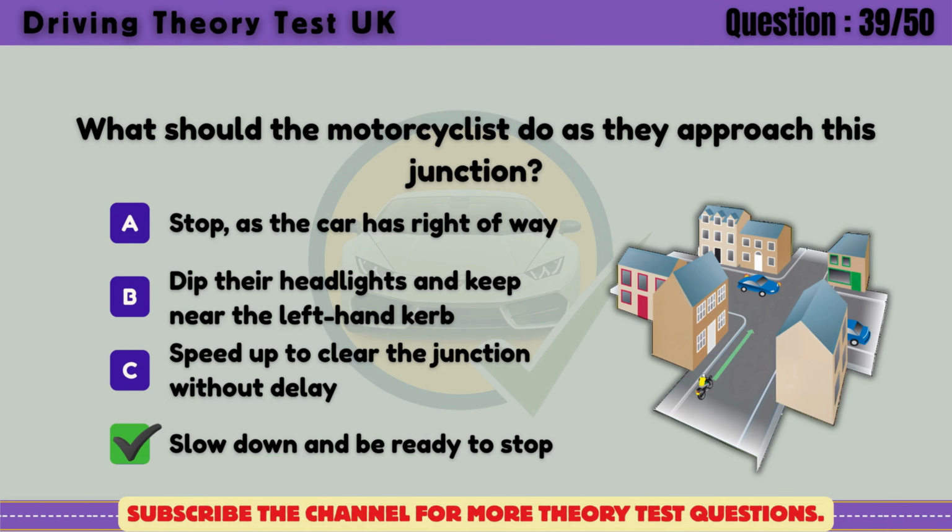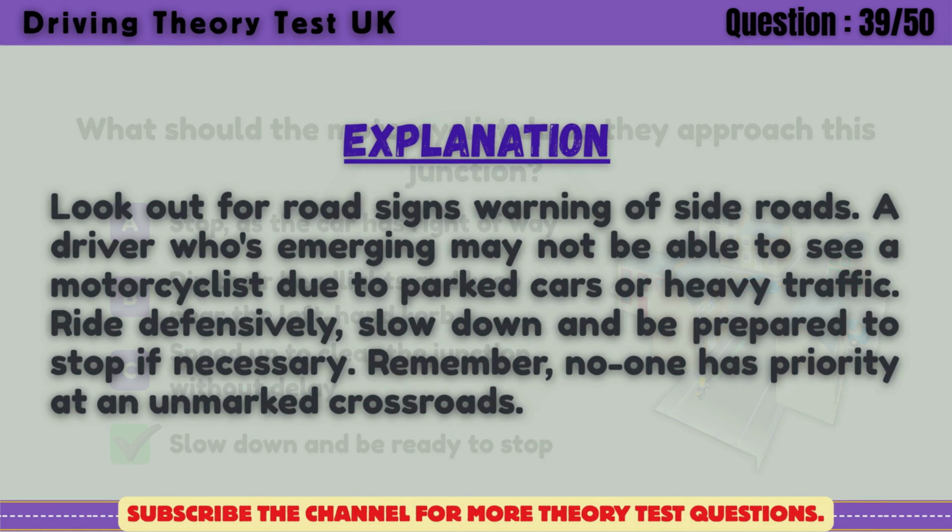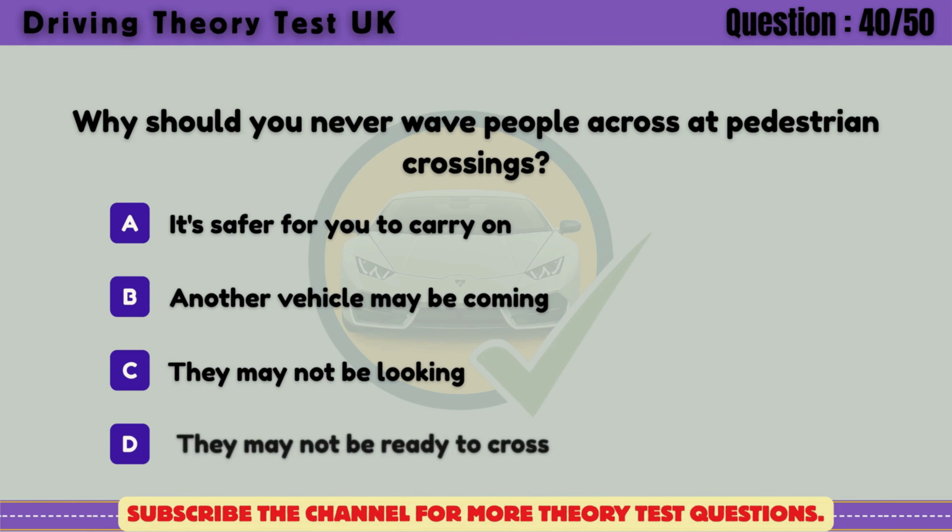Answer is D. Slow down and be ready to stop. Look out for road signs warning of side roads. A driver who's emerging may not be able to see a motorcyclist due to parked cars or heavy traffic. Ride defensively, slow down, and be prepared to stop if necessary. Remember, no one has priority at an unmarked crossroads. Question 40. Why should you never wave people across at pedestrian crossings?